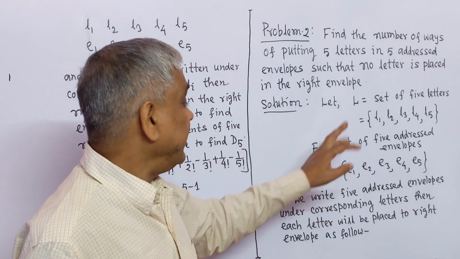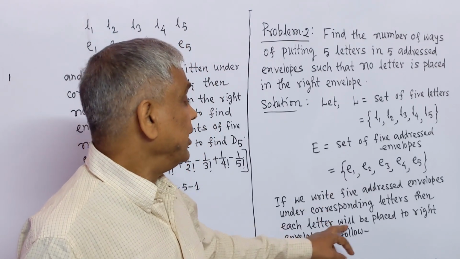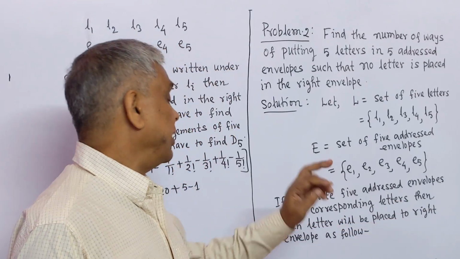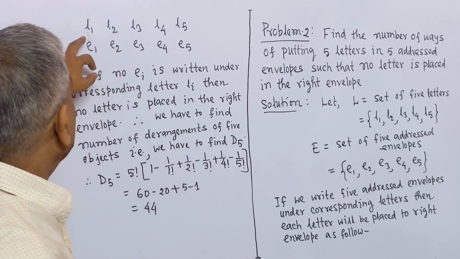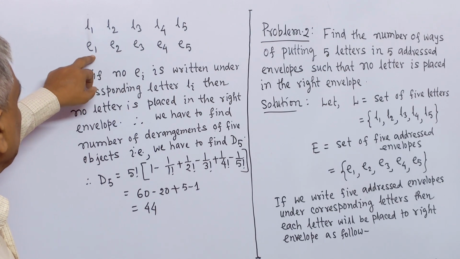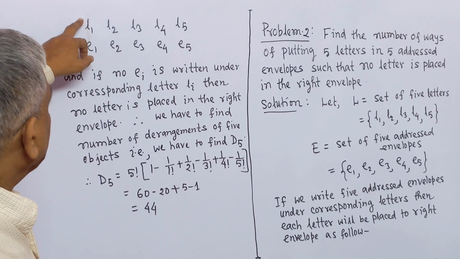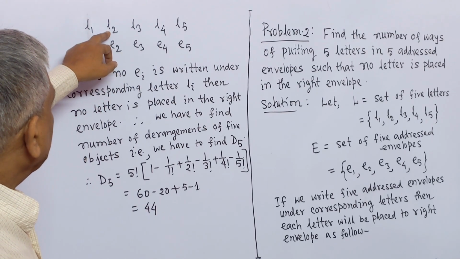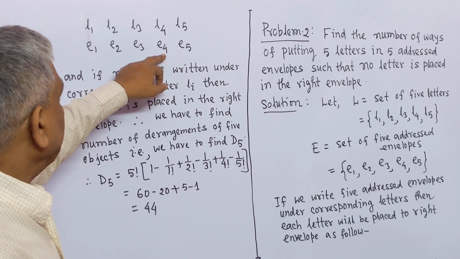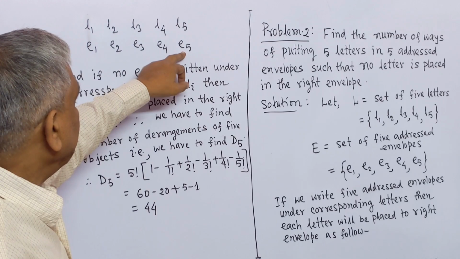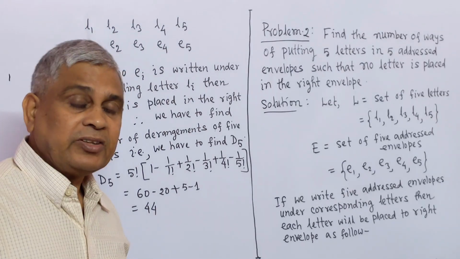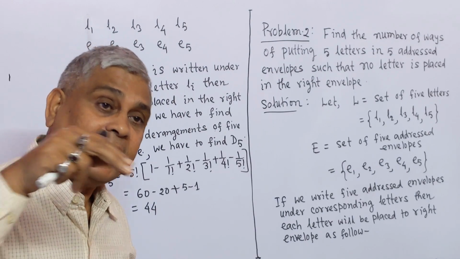If we write the 5 addressed envelopes under the corresponding letters, then each letter will be placed in the right envelope as follows. Here letters L1, L2, L3, L4, L5. E1 is the envelope which contains letter L1. E2 is the envelope which contains letter L2. E3 is the envelope which contains letter L3. E4 is the envelope which contains letter L4. E5 is the envelope which contains letter L5. Here, the right envelope contains the right letter, meaning any letter is inserted in the right envelope.